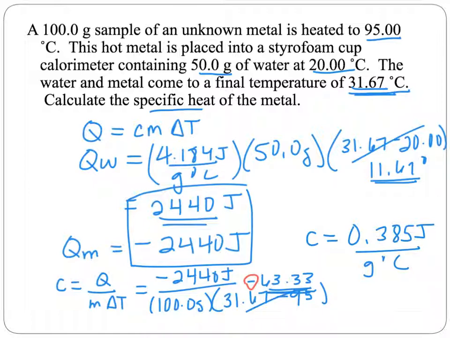So hopefully this helps you see how we can use the specific heat equation in calorimetry equations to figure out any of these variables, but in this case to figure out the specific heat of an unknown metal. And this finishes up this fourth video for Module 2.